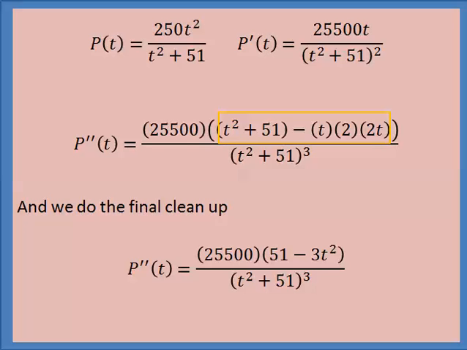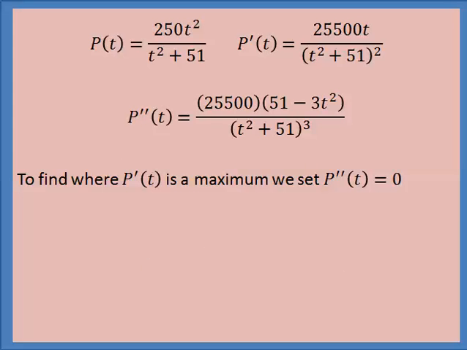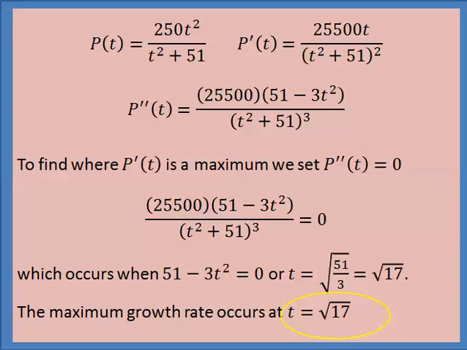Now, I simplified the piece in the orange frame, and then I got the bottom line. When does p double prime equal 0? Well, that's going to equal 0 exactly when the numerator equals 0, which occurs when 51 minus 3t squared is 0, or t is equal to the square root of 17. So the maximum growth rate occurs at, remember t is years, the square root of 17, which is a little more than 4 years. That's when the maximum growth rate of this population will occur.